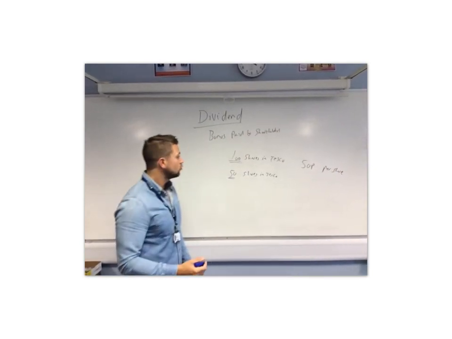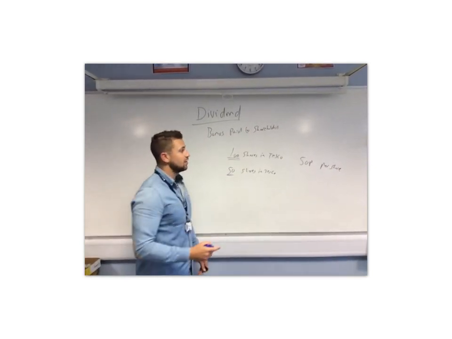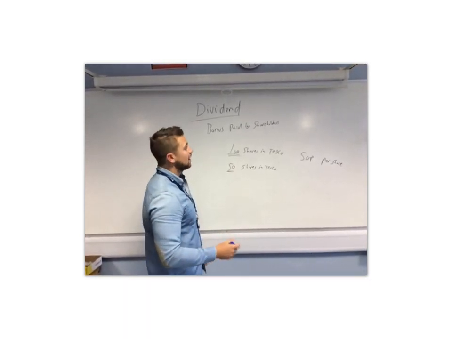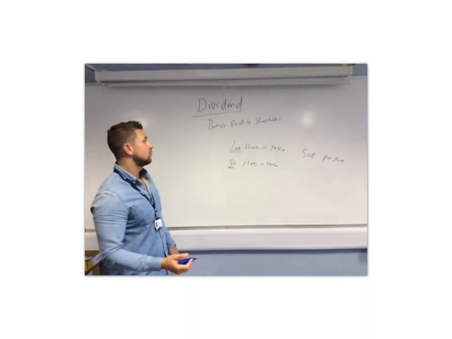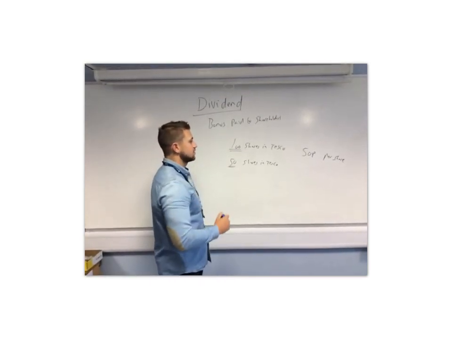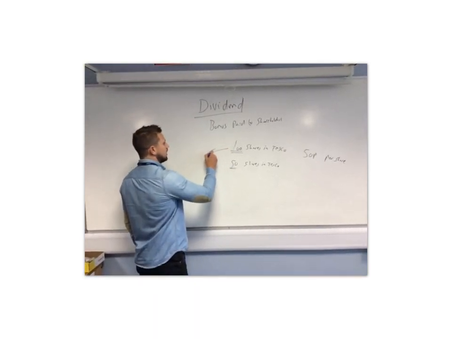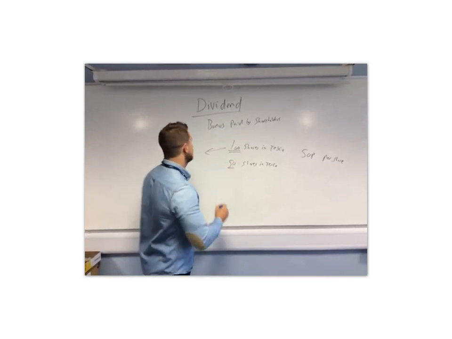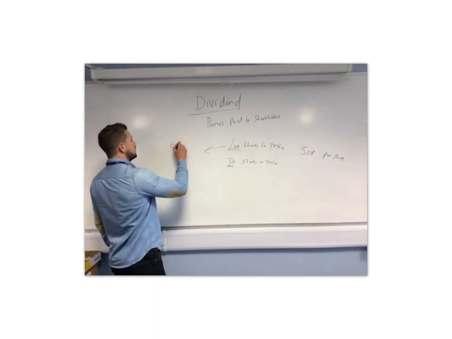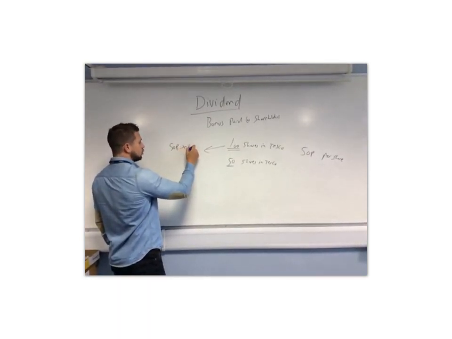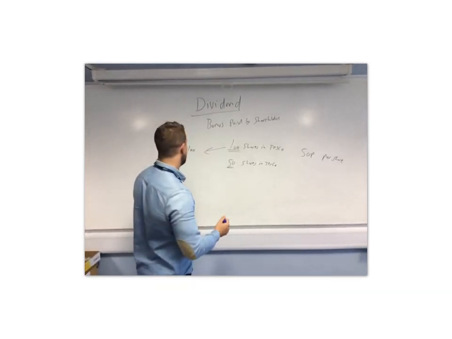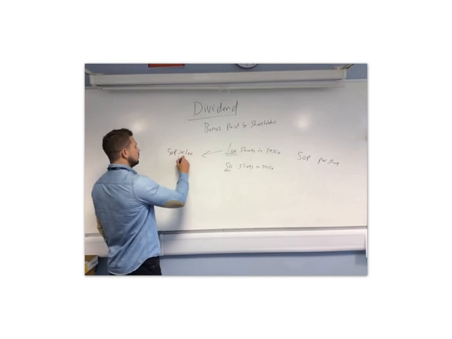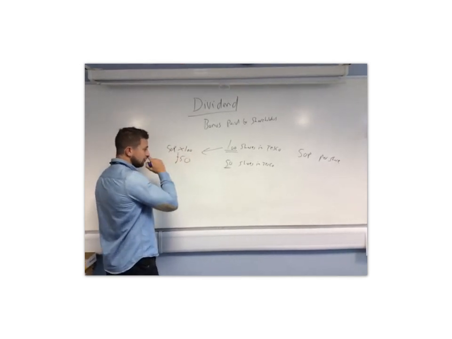So I would receive the same dividend payment per share as Bob would. However, I would obviously receive a larger dividend payment because I have 50 more shares. So I would receive 50p for every share that I had. So it would be 50p times 100 because I have 100 shares. So therefore my bonus from Tesco would be £50.